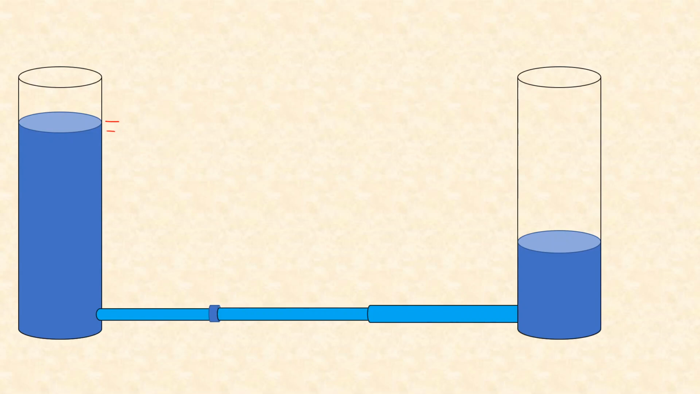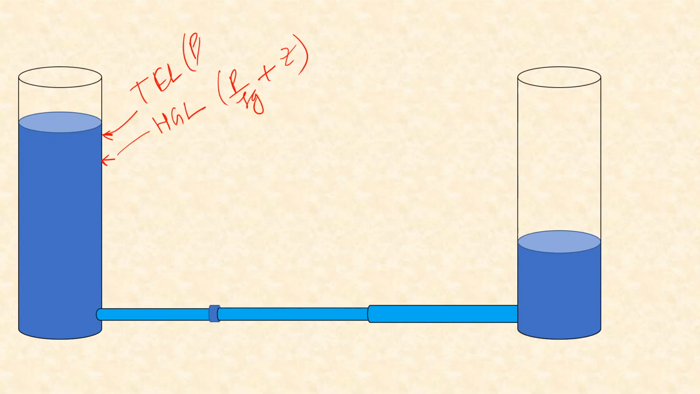So if we want to draw these two lines, we can start from here, and we know that the total energy line will be reaching about here, and whatever is the difference between the water surface will be the velocity head. But let's start drawing the hydraulic gradient line. If this is the starting point of the total energy line, somewhere around here we'll have the starting point of the hydraulic gradient line, which is just P by rho g plus Z, and the total energy line is again P by rho g plus Z plus V squared by 2g.